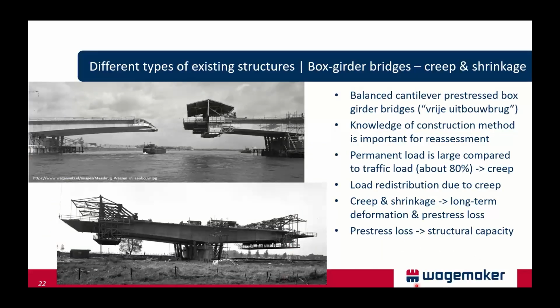With these kinds of structures, it is important to recognize how they were originally built. We call them, in English, balanced cantilever bridges, because they started building these bridges from one pier, and they put a piece of concrete called the hammerhead on top, and then segments are placed gradually on each side until you get two very long cantilevers.